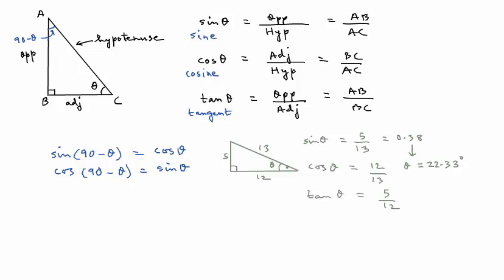And here's another way to look at this. No matter how big or how small the actual triangle is, as long as the angles in the triangle are the same, as long as you're having 22.33 degrees over here, the actual lengths may be larger or smaller, but the ratio of the side lengths will always be the same.